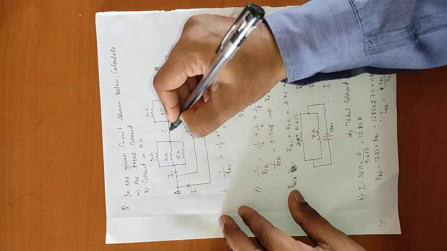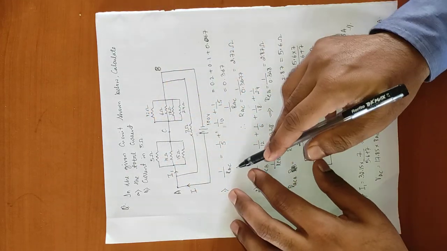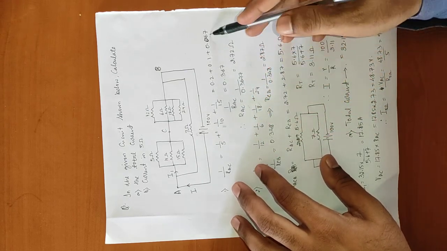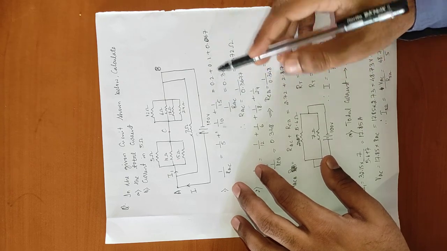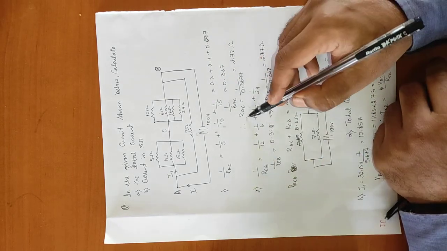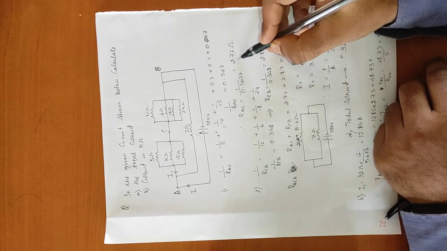Between A and C we have 5, 10 and 15 ohms which are in parallel. So 1 by RAC is equal to 1 by 5 plus 1 by 10 plus 1 by 15. By adding these we get 1 by RAC equal to 0.367. Therefore RAC is 1 divided by 0.3677. So the answer is 2.72 ohms.